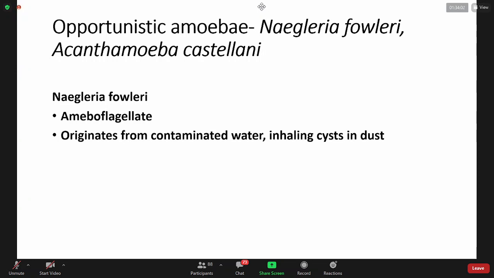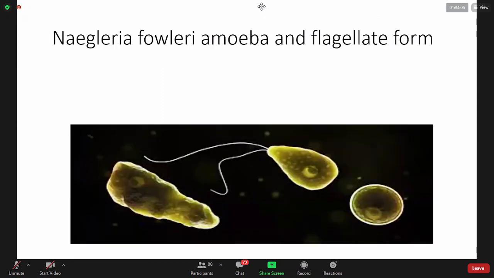Transmission is by inhalation of cysts in dust. Those are the three forms of Naegleria fowleri. We have the amoeboid form, we have the flagellate form, and then the cyst form.